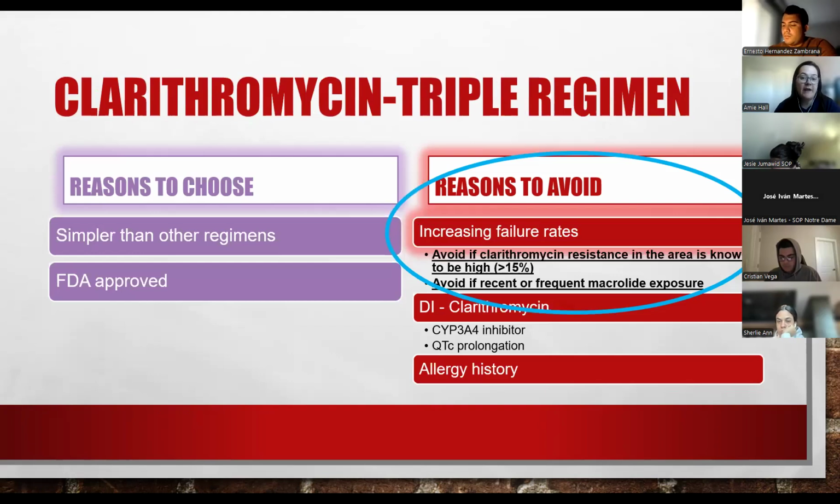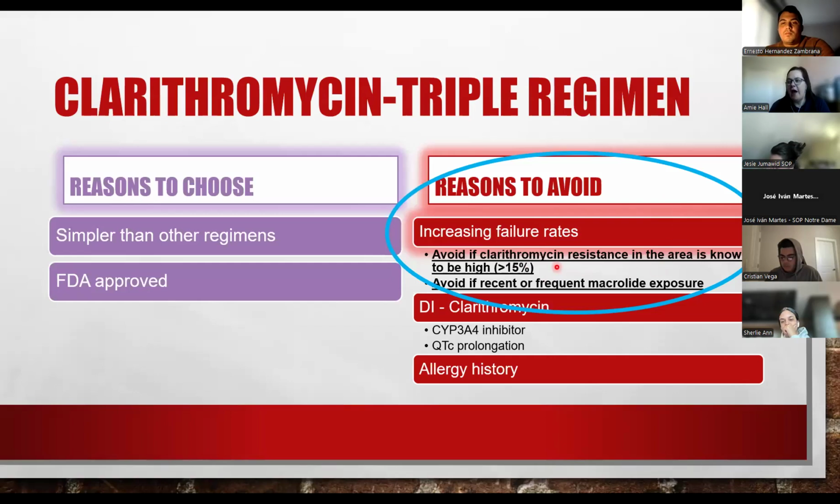So it's FDA approved, but we are seeing increased failure rates of the clarithromycin because of the increased risks of resistance to macrolides. So we are seeing an increased risk of macrolides overall. So we're seeing an increased risk of resistance to clarithromycin. So if the resistance in the area is greater than 15%, we cannot use this regimen.